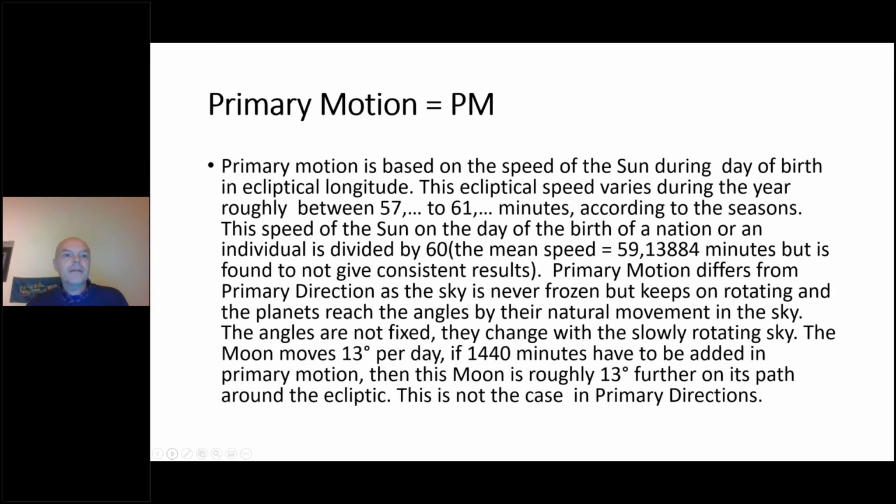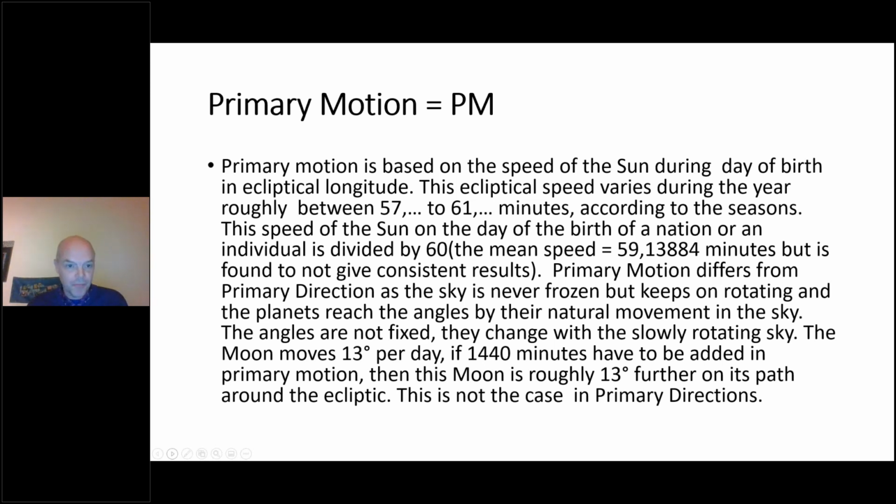Okay, last technical thing, primary motion. It's not the same as primary direction. Primary motion is based on the speed of the sun during the day of birth in ecliptical longitude. This ecliptical speed of the sun varies during the year, roughly from 75 minutes to 61 minutes, according to the season. The speed of the sun on the day of birth of a nation or of an individual is divided by 60. Though the mean speed is 59 minutes, I did not find consistent results with dividing by this mean speed, more by the 60, which is the basis of our counting in minutes, in hours, the day. The 60 is very important, I think. That's why I have found better results by dividing through 60.